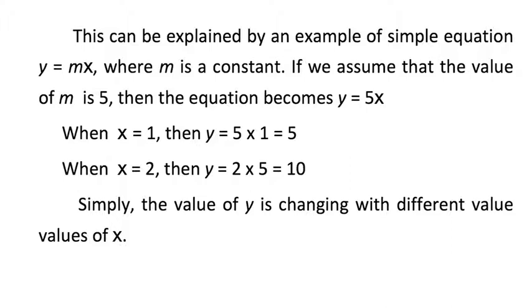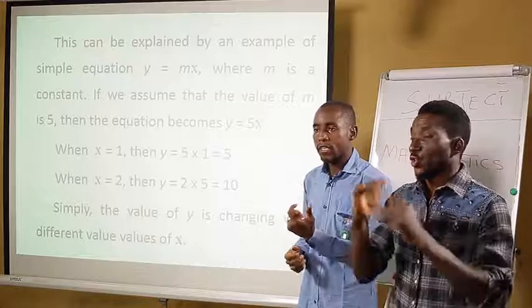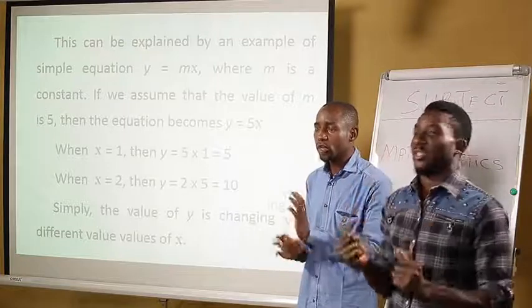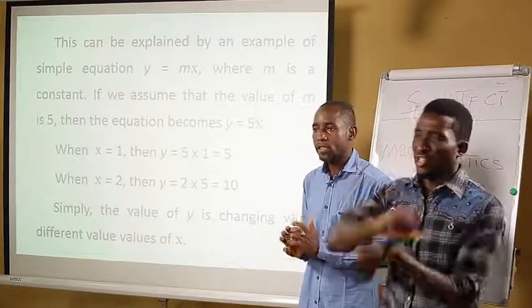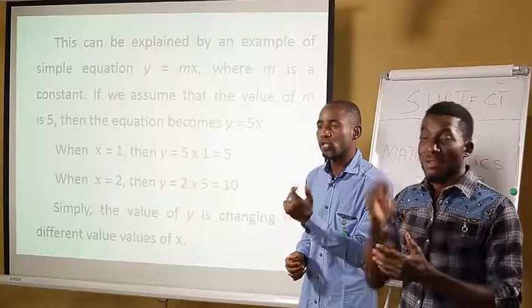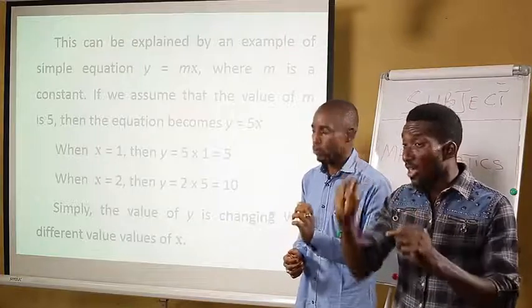And this can be best explained using a simple equation which is given as y equals mx, where m is our constant. In this equation, y and x are variables. It is only m that is our constant, which means the value of m will never change, but y and x can change. And if we assume that the value of m is 5, then our equation will now change to y equals 5x, because we set the value of m to be 5.